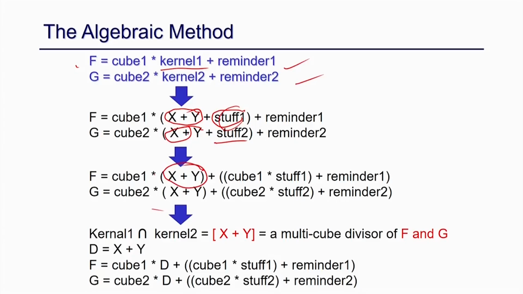Then I can have this common divisor, which is part of the kernel and which has at least two cubes. So, this is the kernel, I found it. I can rewrite my function in this form, right. So, d is x plus y, f1 is q1 into d plus the other things, g is q2 into d plus this, right.